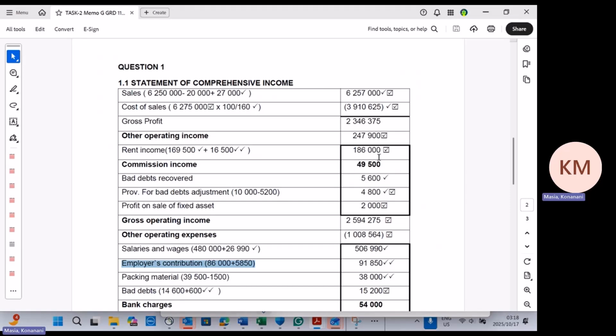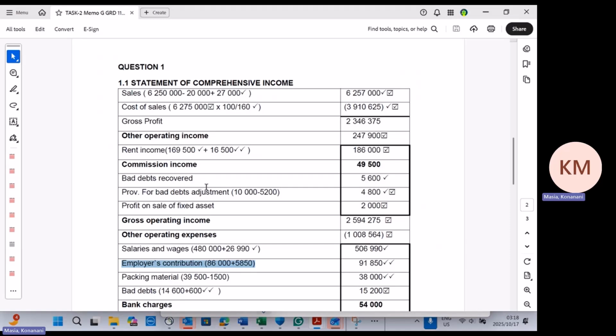Also, in your solution or in your Excel spreadsheet, which I didn't show you, the amount was already provided, so there were no marks. Now, other income could be things like bad debts recovered, provision for bad debts, and profit. But let's now calculate the bad debts recovered.